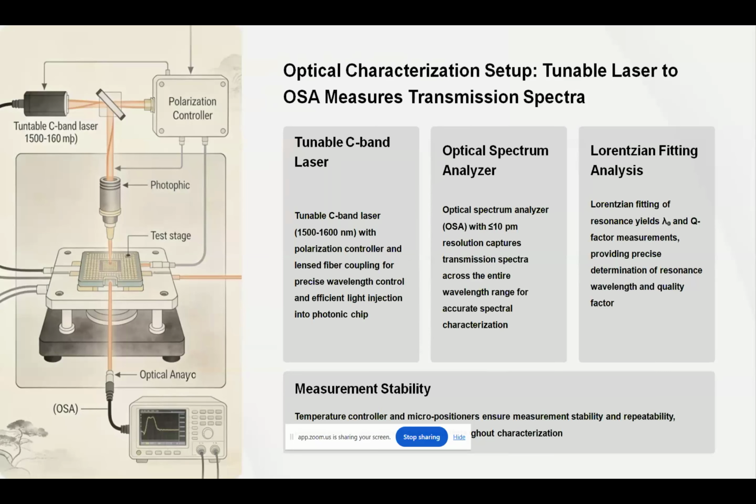In the optical characterization setup, a tunable laser is used to input light into the device. The output spectrum is measured using an optical spectrum analyzer. Next, Lorentzian fitting is used to extract the resonance wavelength and Q factor.